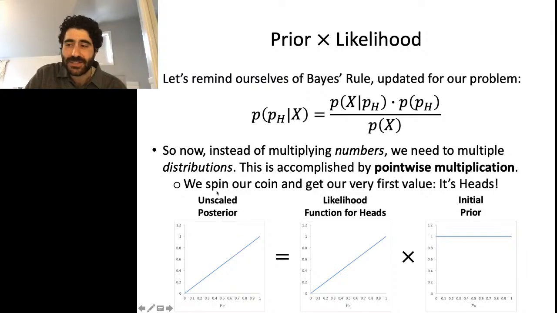Now I'm noting here this is an unscaled posterior because I'm ignoring this term in the denominator. This term in the denominator doesn't depend on P of H. It's just going to be some overall scaling, so we can often ignore this thing. We're going to talk more about this on Thursday too.